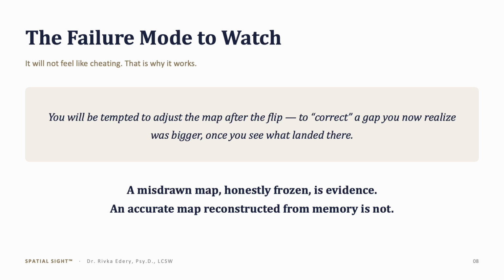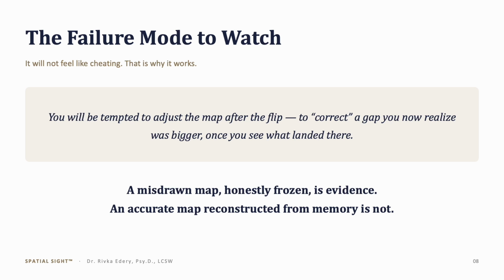So, the rule from the map freeze applies with full force today, and I want you to hold it as an absolute. After the first flip, the map does not change. If you realize afterward that you misjudged the gap, you do not fix the drawing. You write the realization in your integration notes in step 5, where it's clearly and permanently marked as something you thought after you saw the cards.